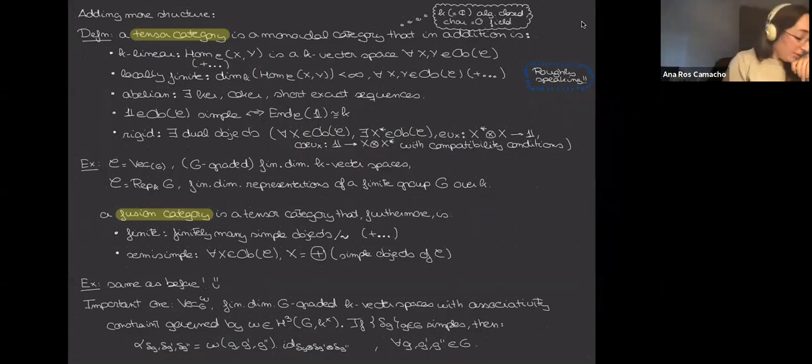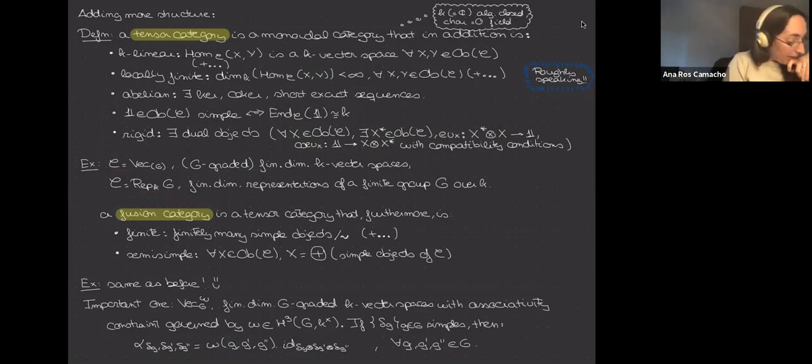Examples of tensor categories, well, let me just add another two simple ones: again, finite dimensional k-vector spaces, and also, if you include a certain G grading in your objects. Another easy one, the category of representations of a finite group G over K, finite dimensional, is another case of tensor categories.